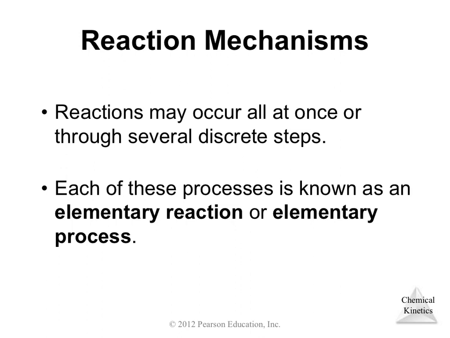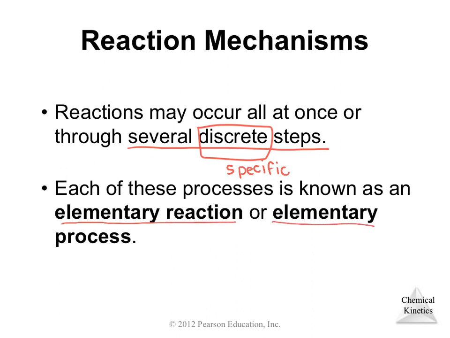So reactions can happen in different ways. There are some reactions that happen all at once. The simplest reactions happen in just one step. Most, though, occur through several discrete steps. And when we talk about discrete, we're talking about specific things that have to happen in order to make the products. So whether it is a one-step process or a two-step or a three-step process, each of those steps is known as an elementary reaction or an elementary process.